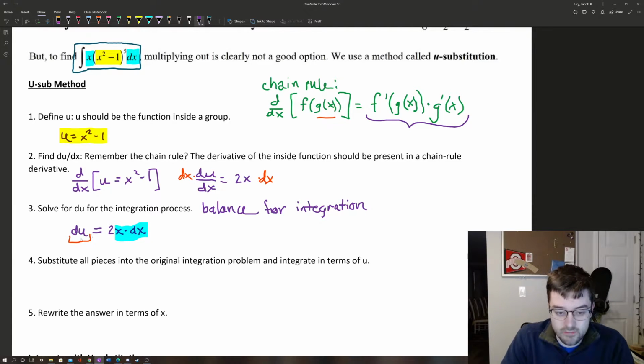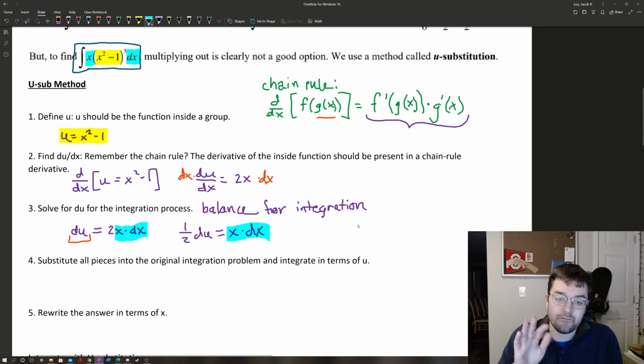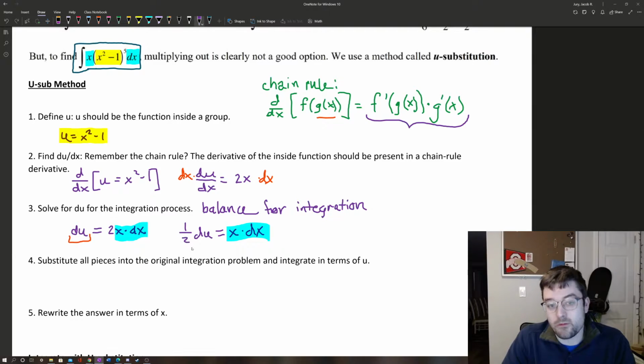So we're just going to divide both sides by 2. So 1/2 du is equal to x times dx. And now that we have exactly what we need on this right side, we can effectively replace what's in our integral with what we found. So I'm going to replace x times dx with 1/2 du.